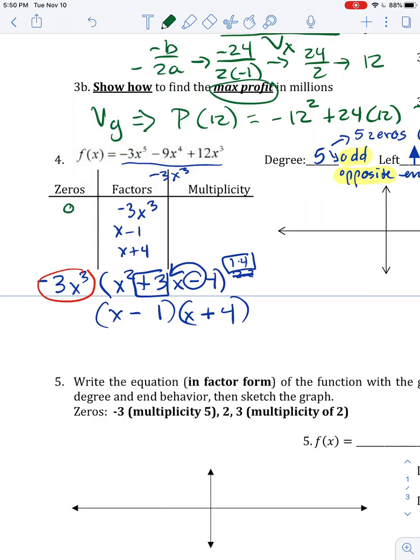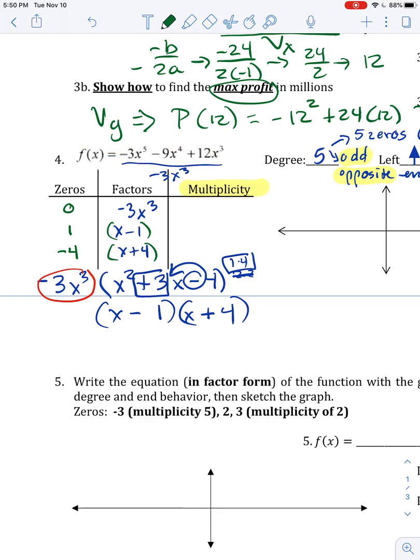Well, the 0 that goes with a negative 3x cubed has to be 0. That's the only way that that will turn into 0 when I plug it in. Here I would need to plug in a 1 so that 1 minus 1 was 0. Here I'd have to plug in a negative 4 so that negative 4 plus 4 would equal 0.